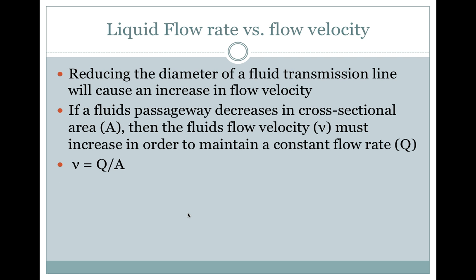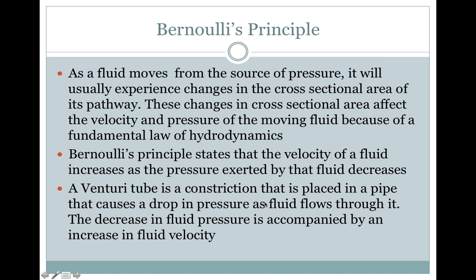Reducing the diameter of a fluid transmission line will cause an increase in flow velocity. If a fluid's passageway decreases in cross-sectional area, A, then the fluid's flow velocity, nu, must increase in order to maintain a constant flow rate. So nu equals the flow rate, Q, divided by the cross-sectional area, A.